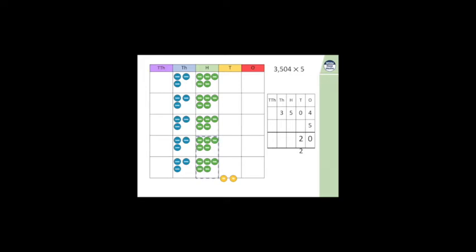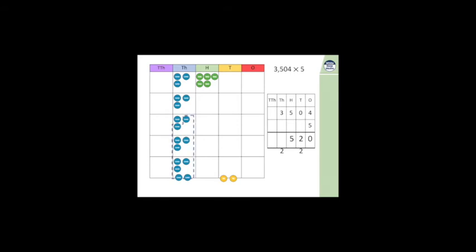We're going to exchange groups of 10 again. This time there's 2 of them. So we'll exchange 10 hundreds for 1,000, and then we'll exchange another 10 hundreds for 1,000, which gives us 2 underneath and 5 left over in the hundreds column.